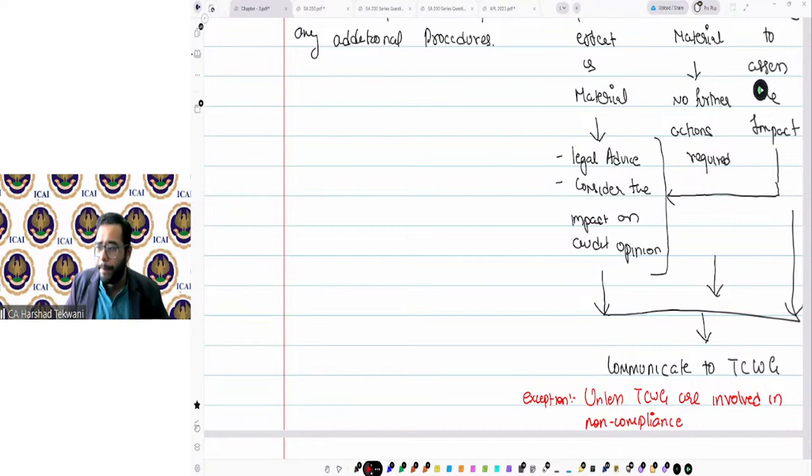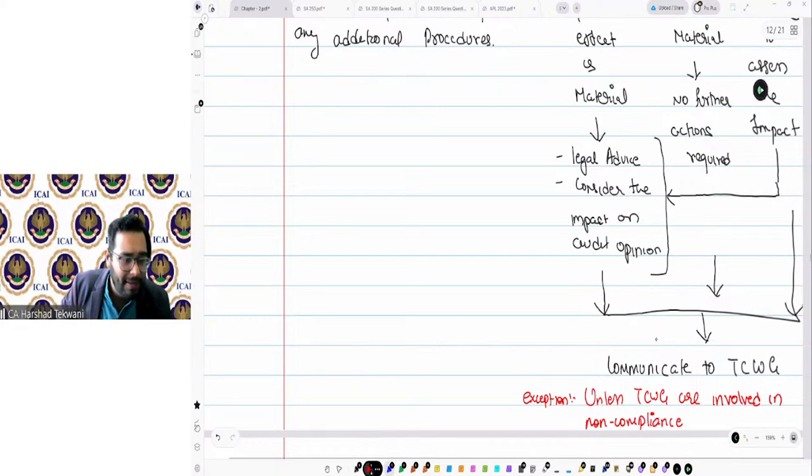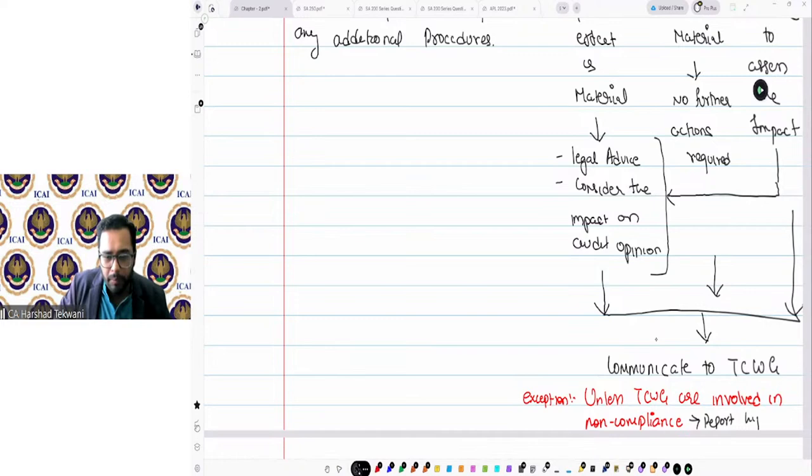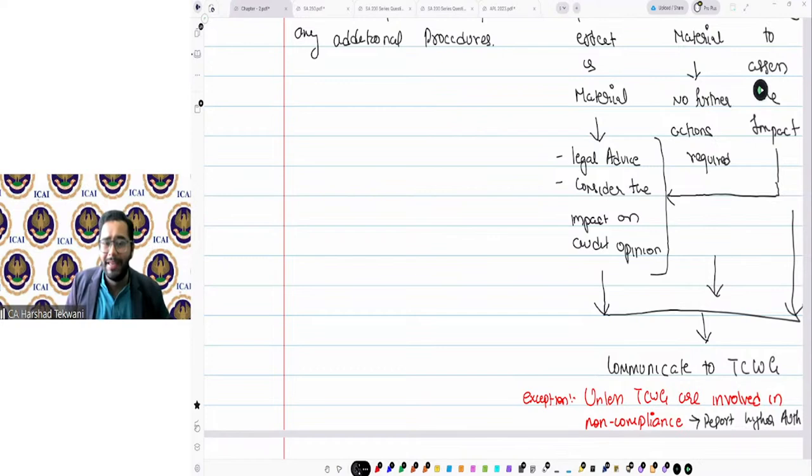What if those charged with governance are involved? Then I need to report to some higher authority. In that case, report to the next level higher authority. If there is no next level, then again you need to seek legal advice on whom to report to.